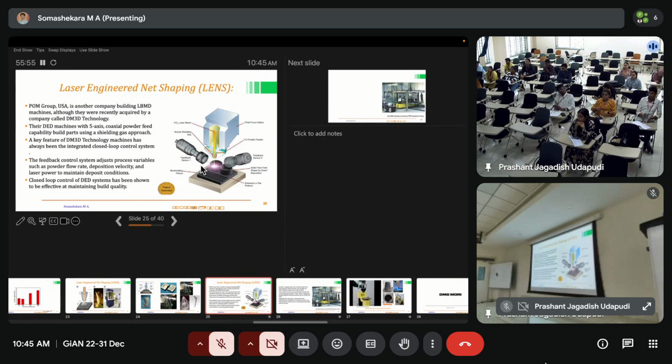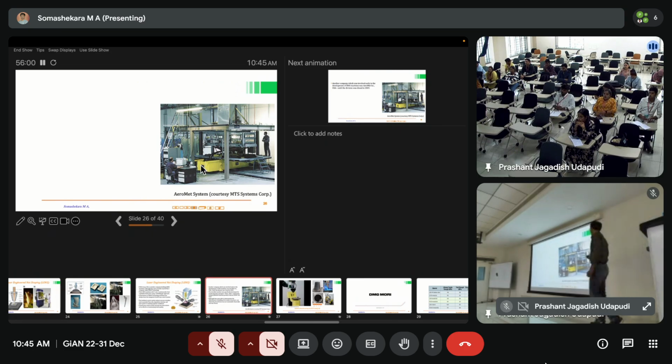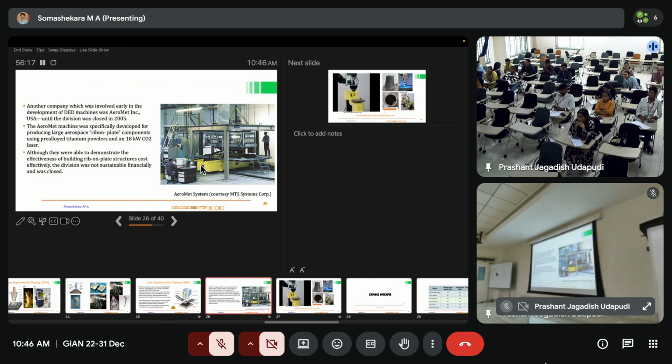And this is one of the largest, an Aeromat system, a large scale DED system where they can print more than 3-meter height components, right? So you can see how big. Of course, now the company has changed it, so you can find almost an 18 kilowatt CO2 laser. So they have used it for printing large scale components.